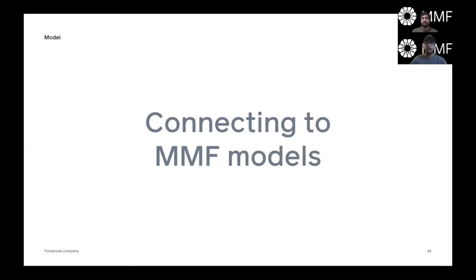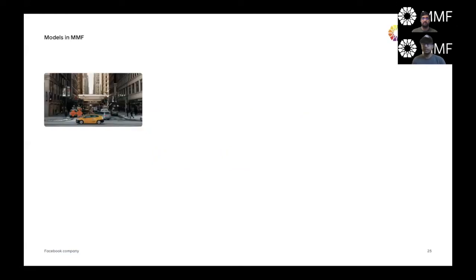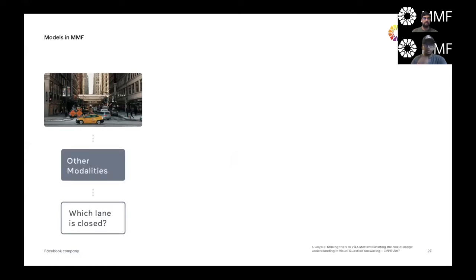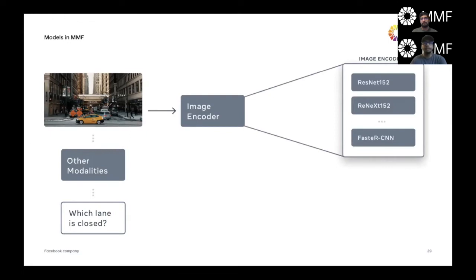So let's first see how MMF datasets connect to the models. Let's take an example, the same example that was shown earlier. We have an image here and accompanying a text, a question. And then also maybe other modalities. So the image will pass through an image encoder so that we can extract the features. The encoders can be of different types, whether it's a ResNet 152 or ResNeXt, or maybe a Faster R-CNN, which will give us the bounding boxes for different objects in the image.